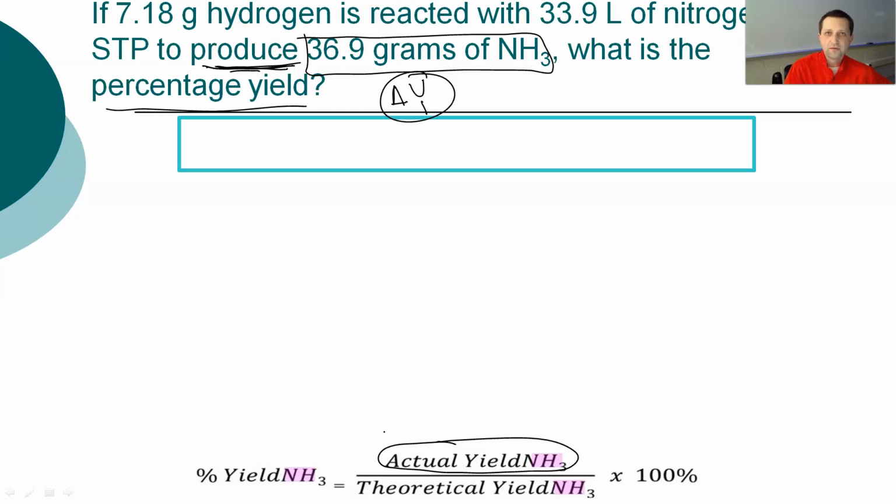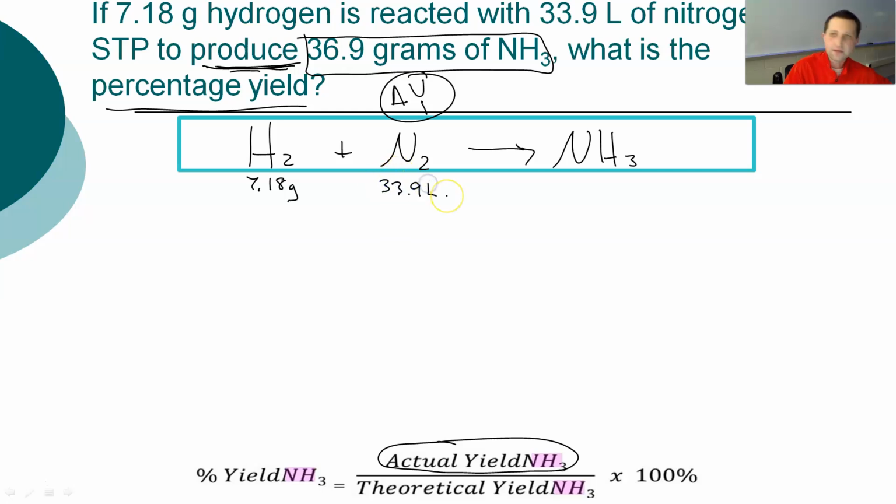So let's go ahead and write our chemical formula for what is going on, the chemical reaction. I have hydrogen reacting with nitrogen. Oops, I'm already writing my product, so it's N2. Yields NH3. Okay, I have more data here. I have 7.18 grams of hydrogen. And it looks like I have 33.9 liters of nitrogen at STP. So that's nice. There's no Pibnert stuff going on here because I'm at STP. I'm going to produce 36.9 grams of NH3.